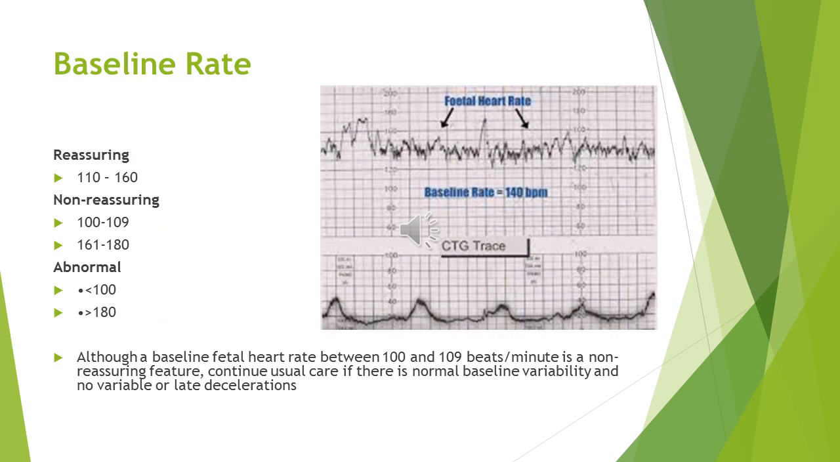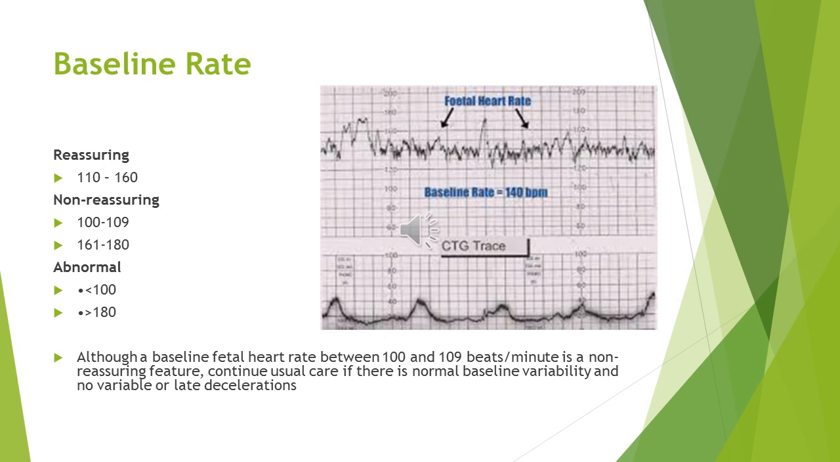For the baseline rate, as you can see in this segment and as I discussed before, it is an imaginary line which can pass through the oscillations of the CTG, avoiding any areas of acceleration or deceleration. Then we have certain numbers which we need to know by heart, because these numbers affect our interpretation of CTG. So we have a reassuring baseline, which is any value between 110 to 160.